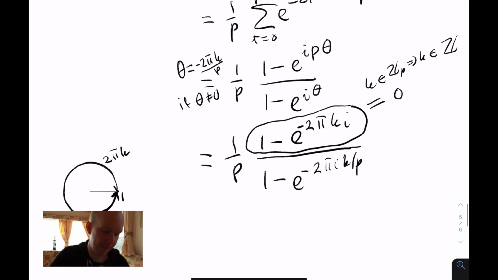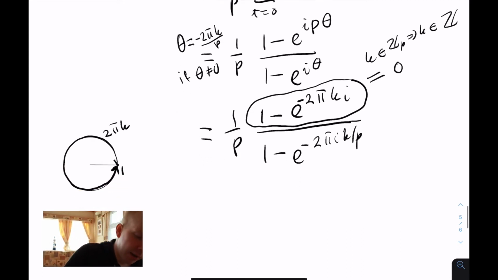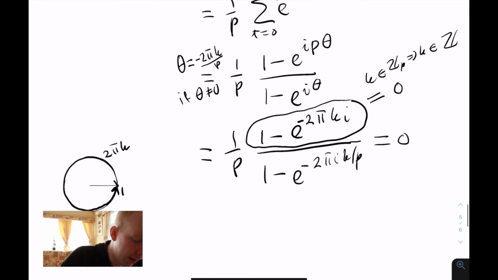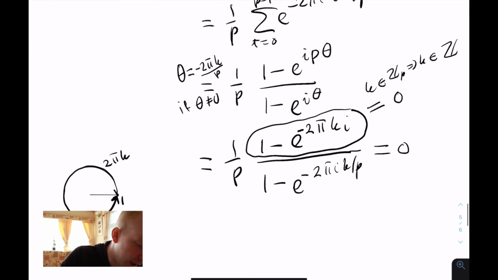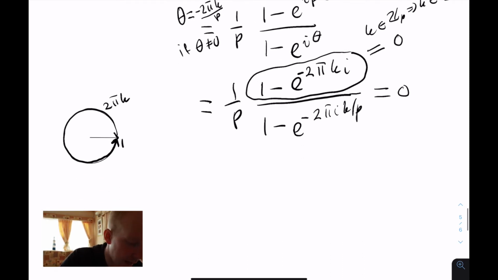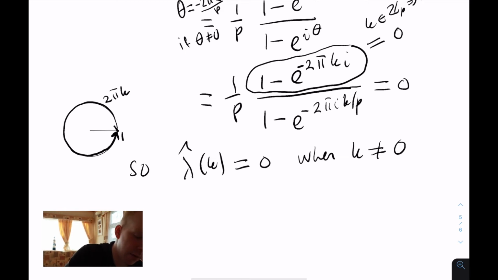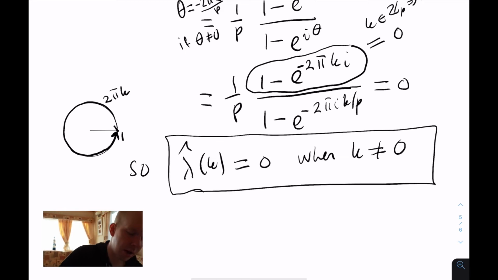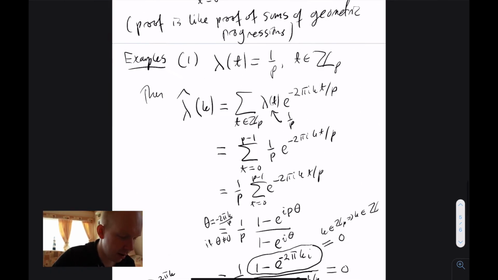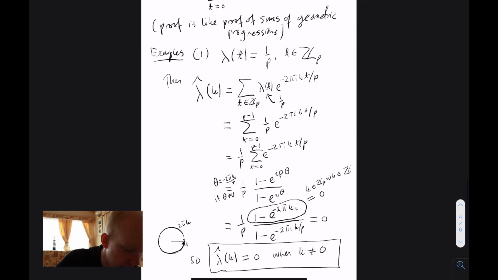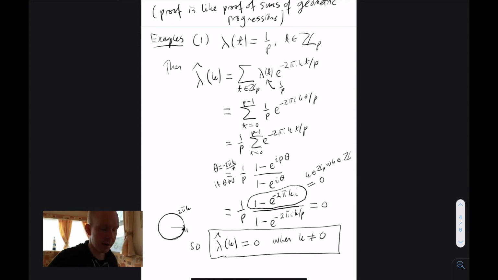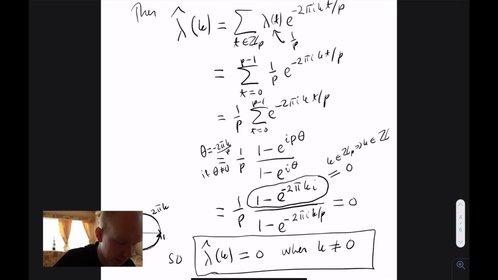So this means that this whole thing is 0 when theta is non-zero, which means that when minus 2 pi k over p is non-zero, which means that k is non-zero. So we have just proved that the Fourier transform of lambda at k is equal to 0 when k is non-zero. That's quite an interesting property for the uniform distribution, that you are able to prove that the Fourier transform is 0 when k is non-zero.